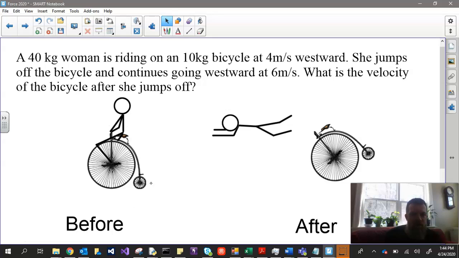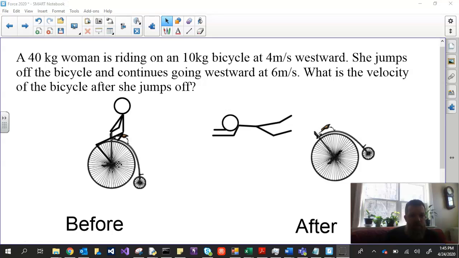So I've made a picture because pictures I always find helpful, and I encourage you to draw sketches if you can too. They don't have to be fancy, but here's the scenario. She's riding the bicycle. They are together, her and the bicycle, beforehand, and then after they are separate. So if I look at these two scenarios and I look at my formulas, it's the two together and then separate. So this is an explosion or separation type question.